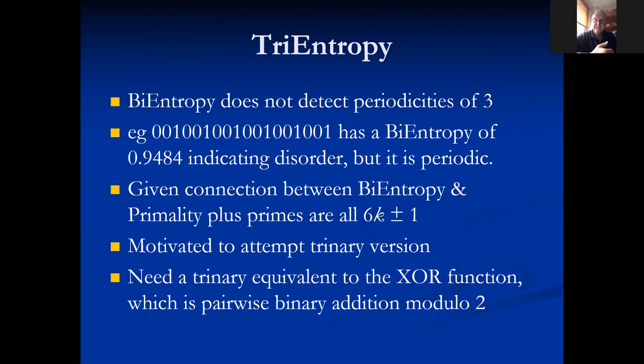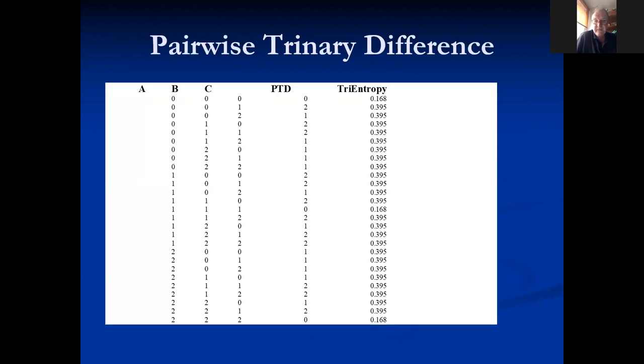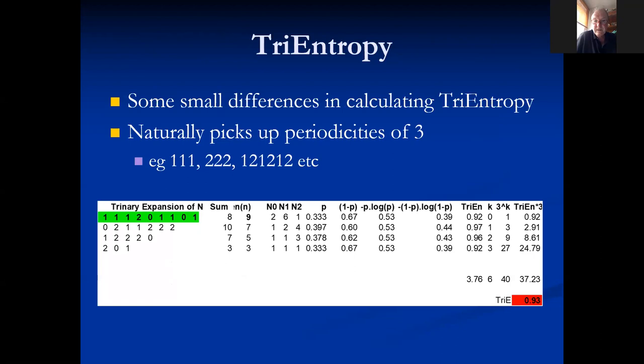So I had noticed that biantropy didn't detect periodicities of three. So the binary number 001, 001, 001, which is periodic, has a high biantropy, indicating disorder, but it is in fact a periodic number. I think I've covered some of that already, so forward to the next one. There we go. So here's the trientropy computation. We have a 9-trit number, and we consume 3 trits to compute each output trit.